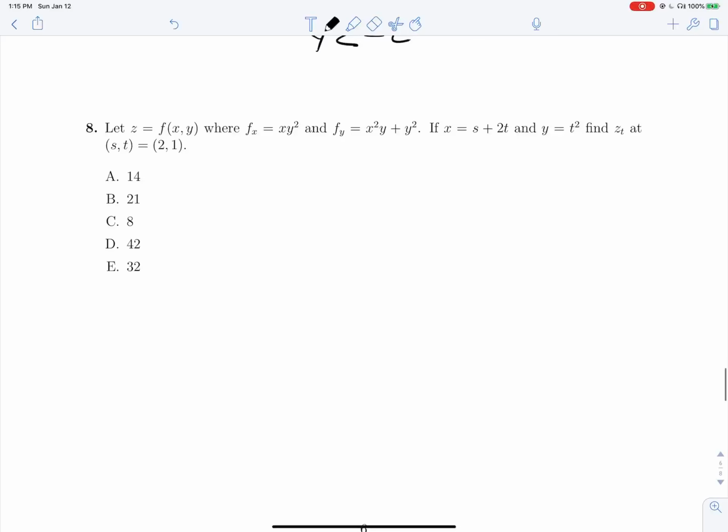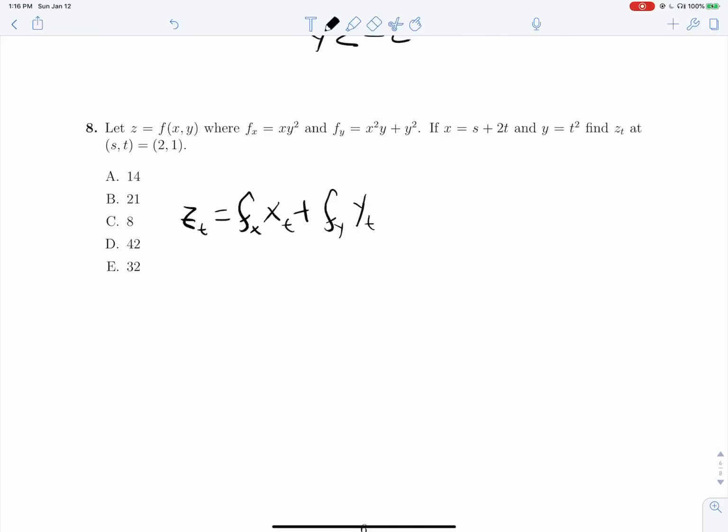Number 8, we have z, which is a function of x and y, where fx is this guy, fy is this guy, x is a function of s and t, and y is a function of s and t, and we're finding zt. So this is just a multivariable chain rule question, where zt is going to be fx xt plus fy yt.